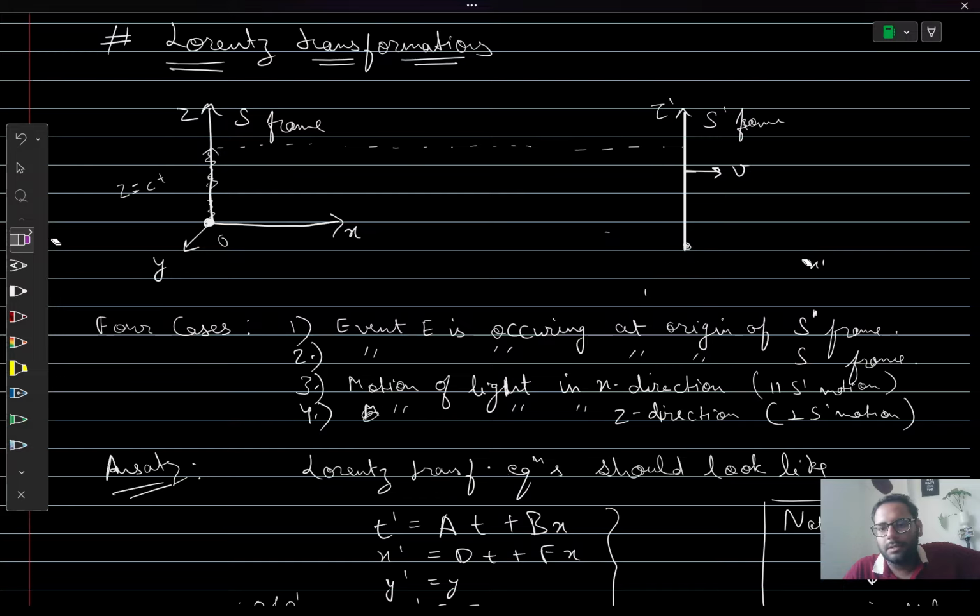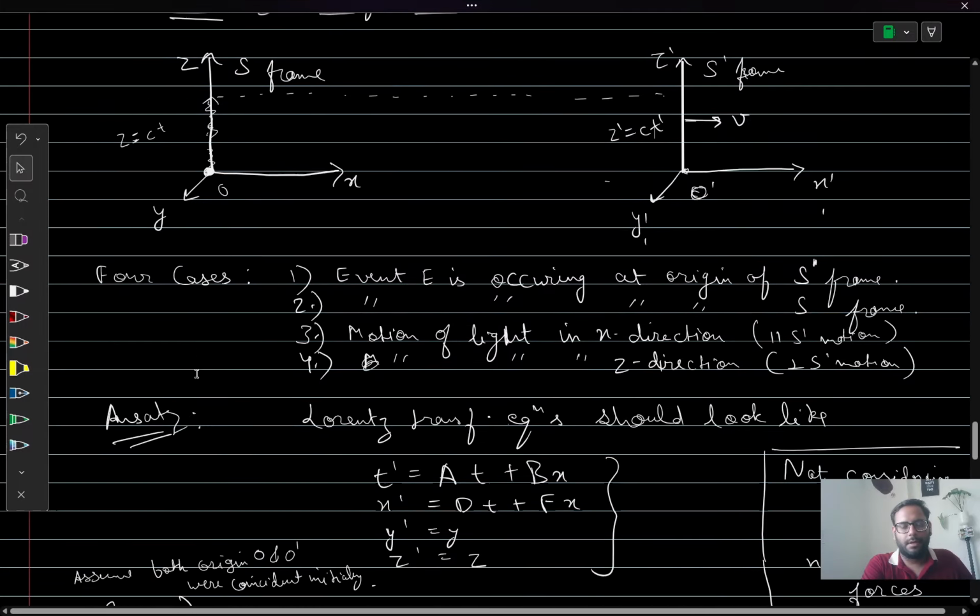Let's redraw it quickly. It won't take much time. It is at the same level. You can consider this Y prime. This is X prime. This is my O prime. Now it is fine. So it is of the same height. So z will also be ct prime in this frame. But what about the other coordinates?